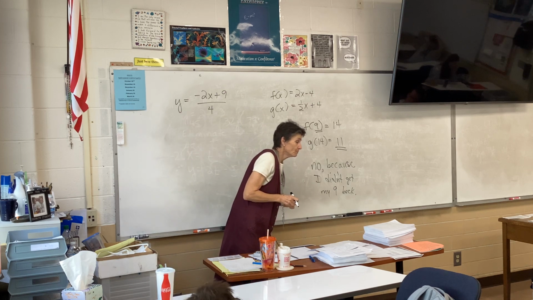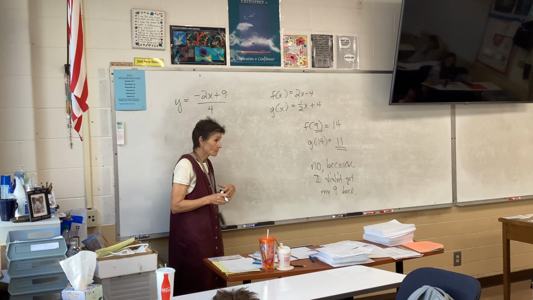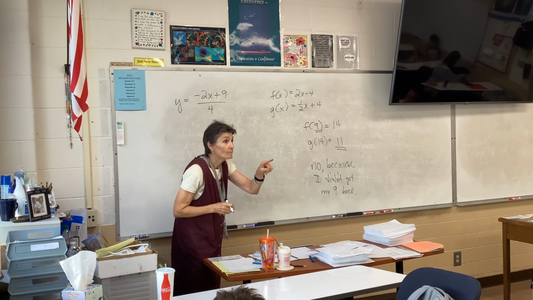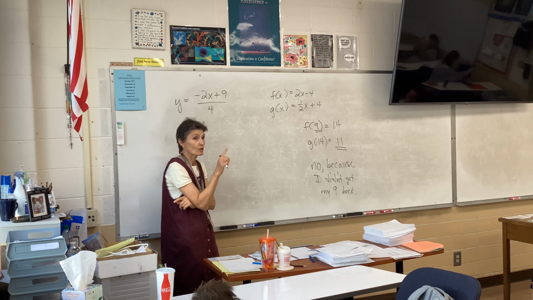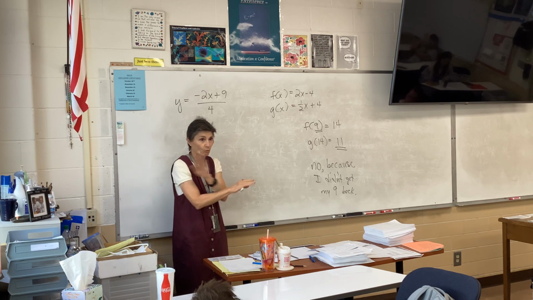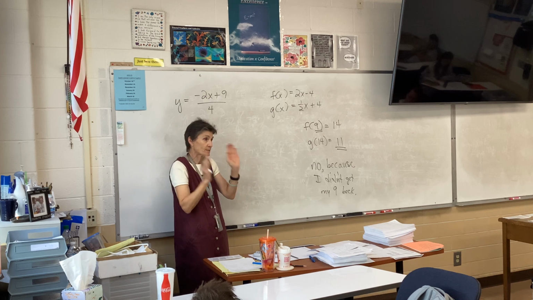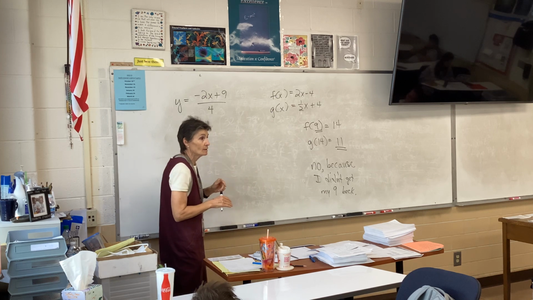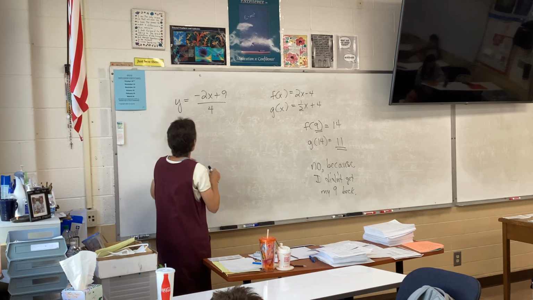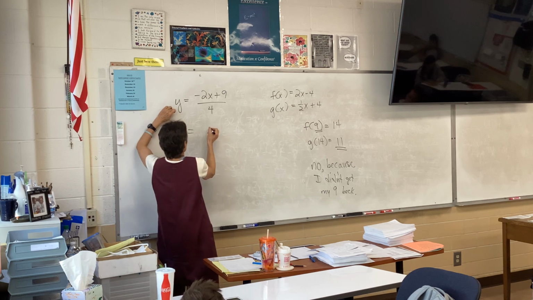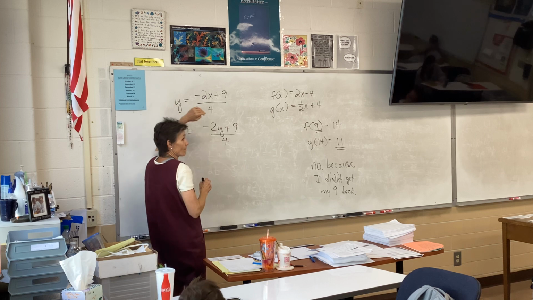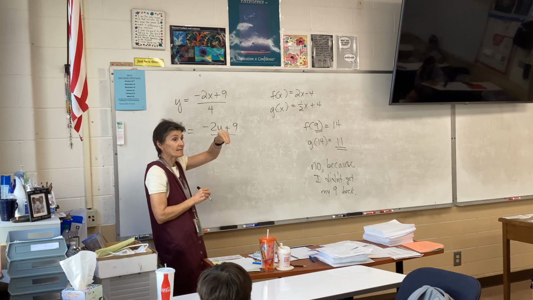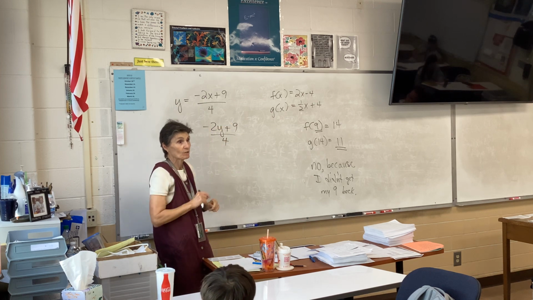Marty, what's your lanyard? What am I going to do? Okay, be careful. When you find an inverse, there's a first step you got to do. Before you do any arithmetic, you got to do something first. Joshua? Yes. So we're going to write x equals negative 2y plus 9 over 4. So the first step to finding the inverse is switch the variables.